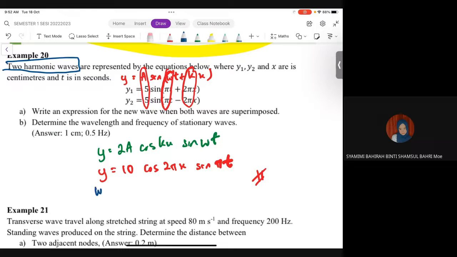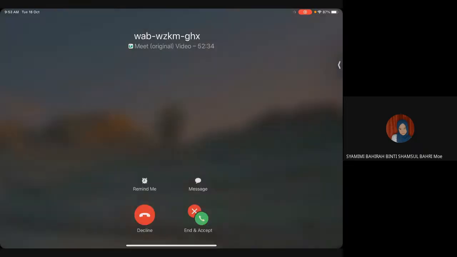Kena tulis where, in physics, unit is very important. So y and x in cm, t in second. Kena ada unit.